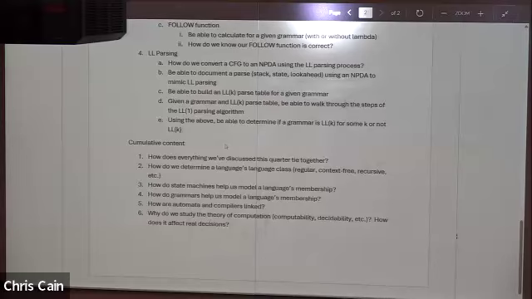Then at a high level, why do we study the theory of computation? So questions around computability and decidability. Why was that worth studying? What kinds of questions could we answer by studying that? What does it reveal about computer science as a field?